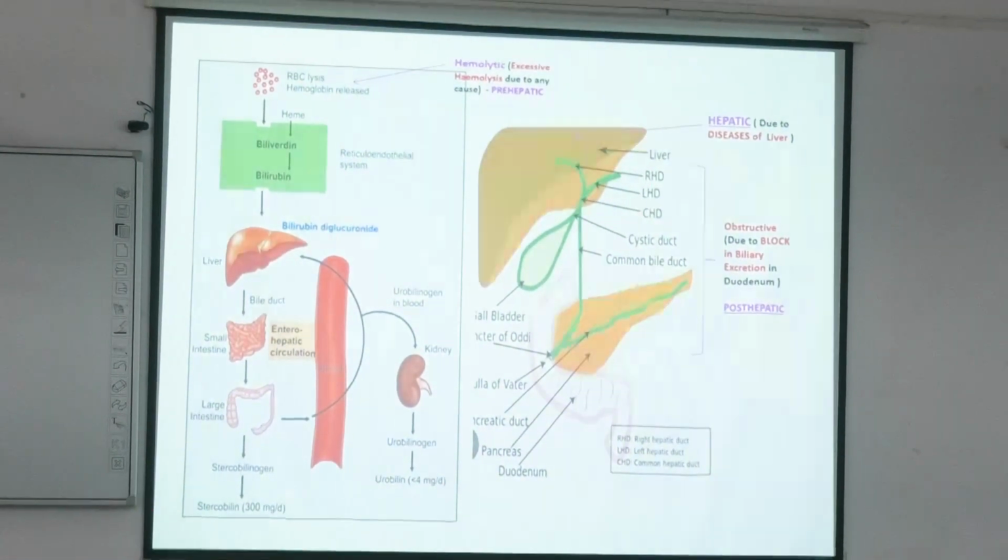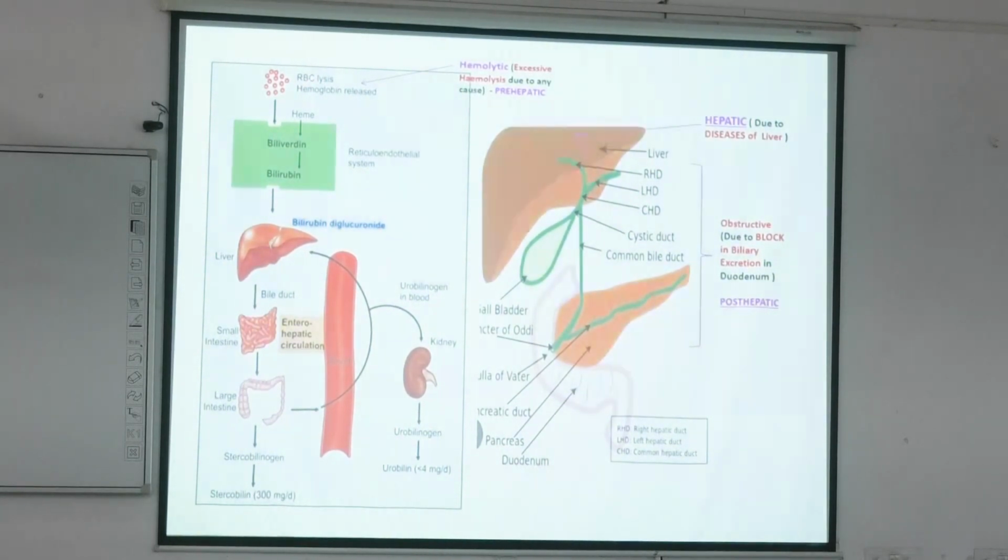Coming back to this picture which I have shown, normally every day, as I told you, 120 billion RBCs are destroyed. So that will cause a normal amount of bilirubin. Now if there is an excessive hemolysis due to any cause, if there is RBC breakdown, then it will cause hemolysis. But remember, the liver can take up at least 6 times its normal load. That means 1/6 of the liver can still carry out the body's normal function. So even that will not cause jaundice. But once that limit is exceeded, then it will cause jaundice.